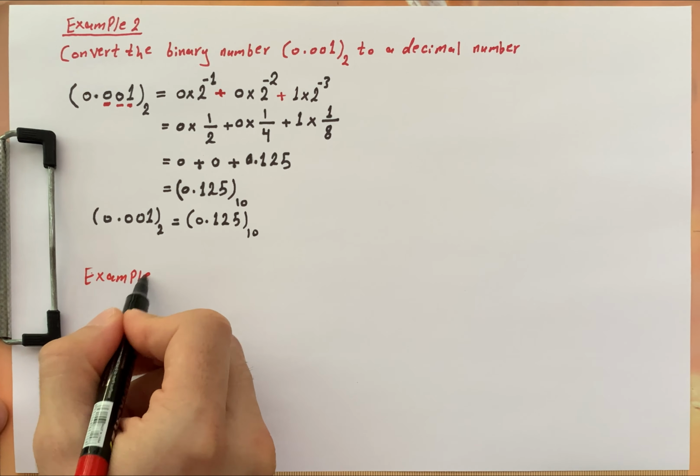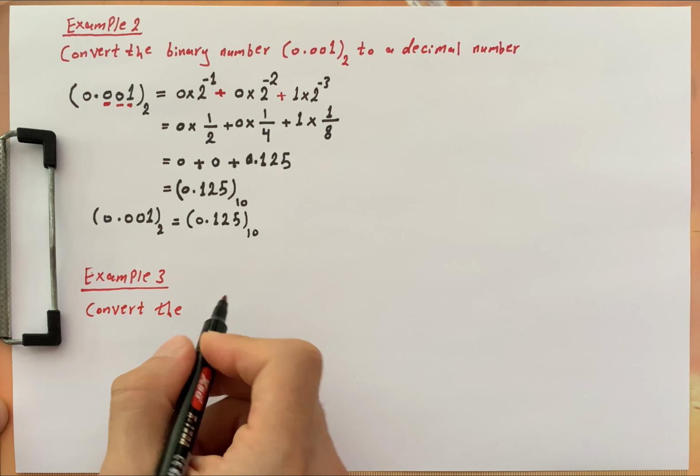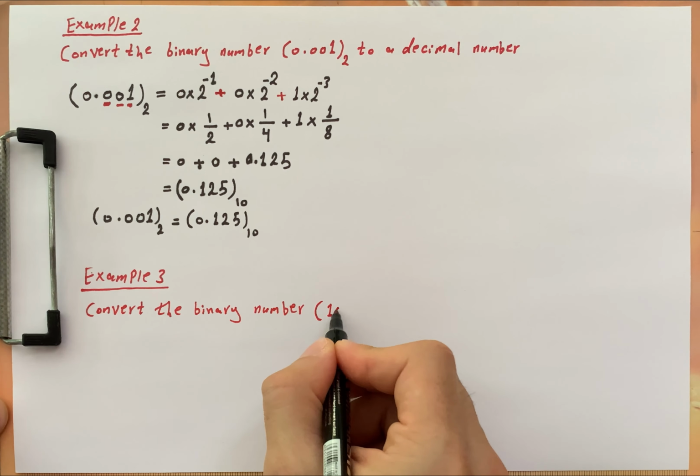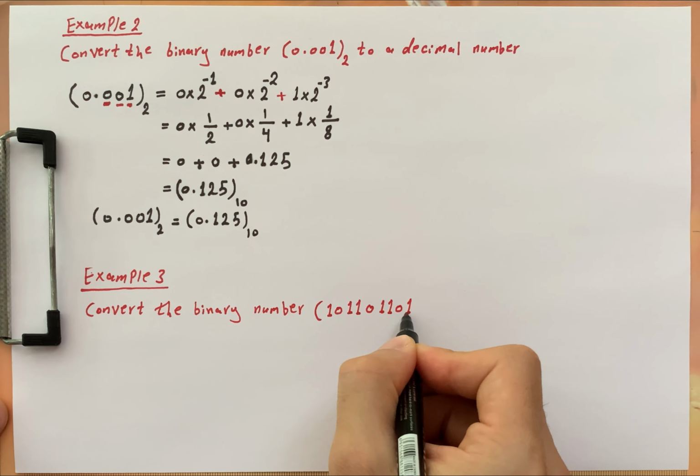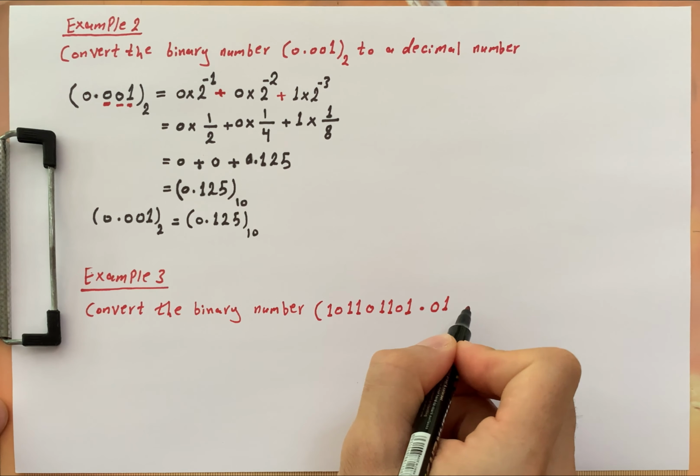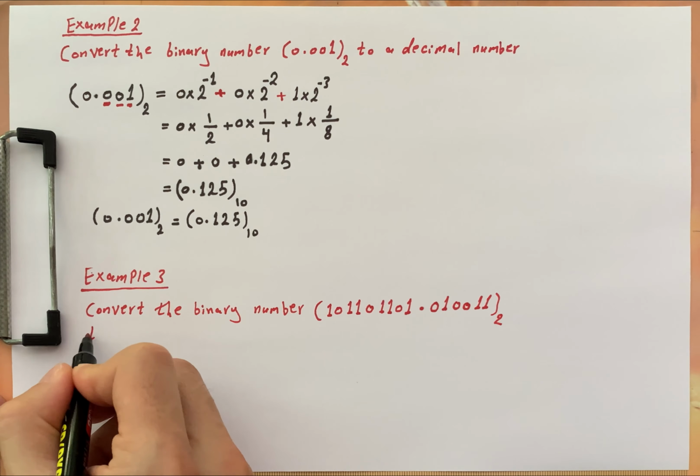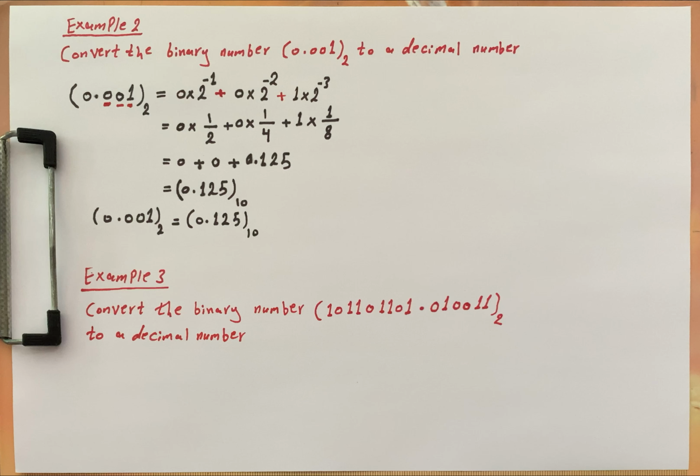Let us take another example. Convert the binary number 10110101.010011 to a decimal number. This is a big number, but don't worry, it is easy now, where we will solve it using the Logic Kit app and get the solution very well explained step by step.